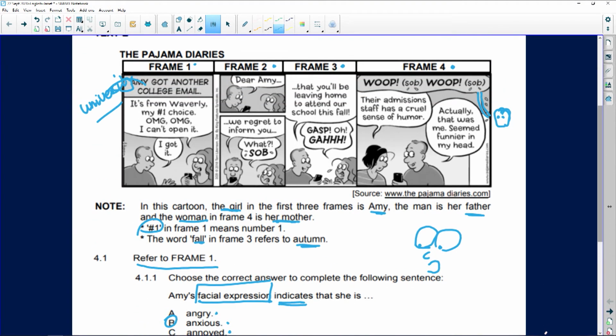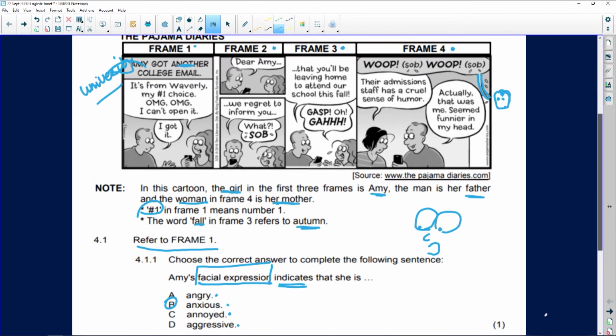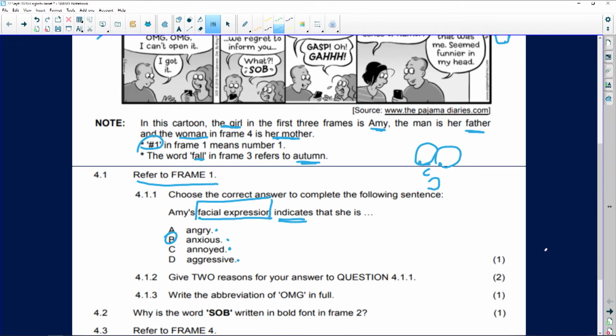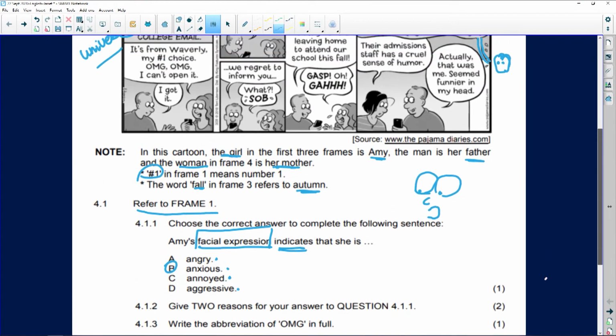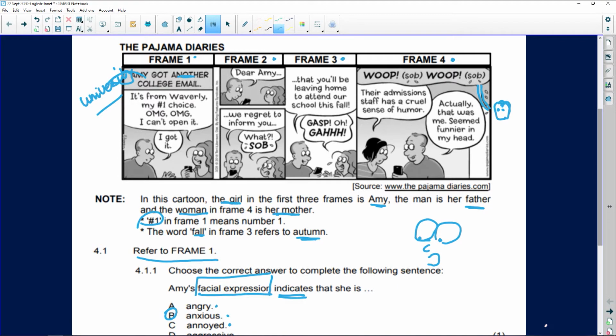What do we see here? She gets another email. What does that suggest about the one she's already had? So give 2 reasons for your answer. So why would she be anxious? I've already asked you, if she gets another college email, what does it suggest about the previous email? So here you might say that maybe the previous email was a rejection. That's possible. But what we see that's really important here is that it's her #1 choice.